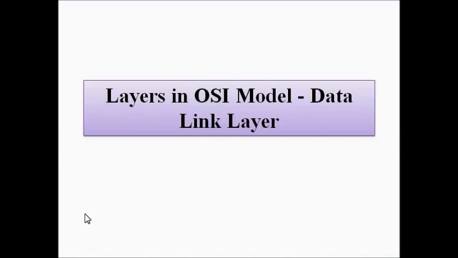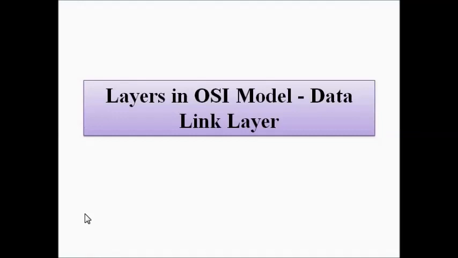So in the previous few videos we discussed about network models, the basic concept related to network models. Then we discussed about the open system interconnection model, about the characteristic features of OSI model, which included the layered architecture, peer-to-peer process, and interfacing of layers. And then we discussed about the physical layer in a separate video.